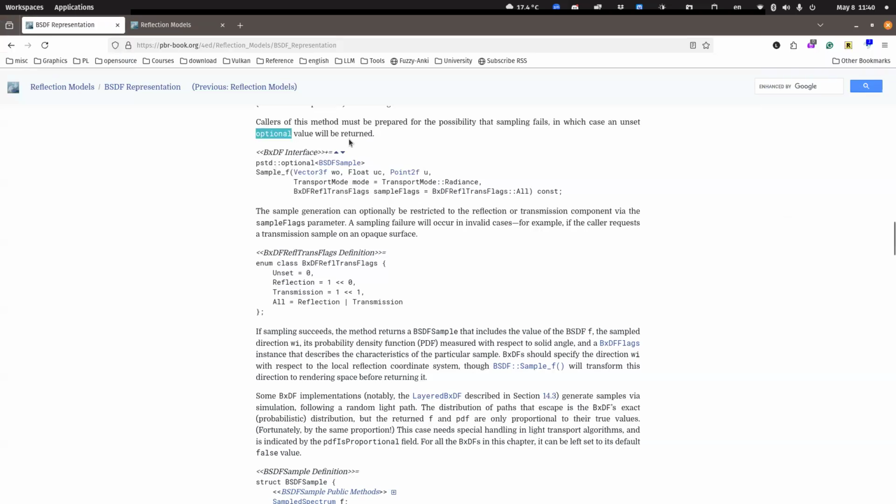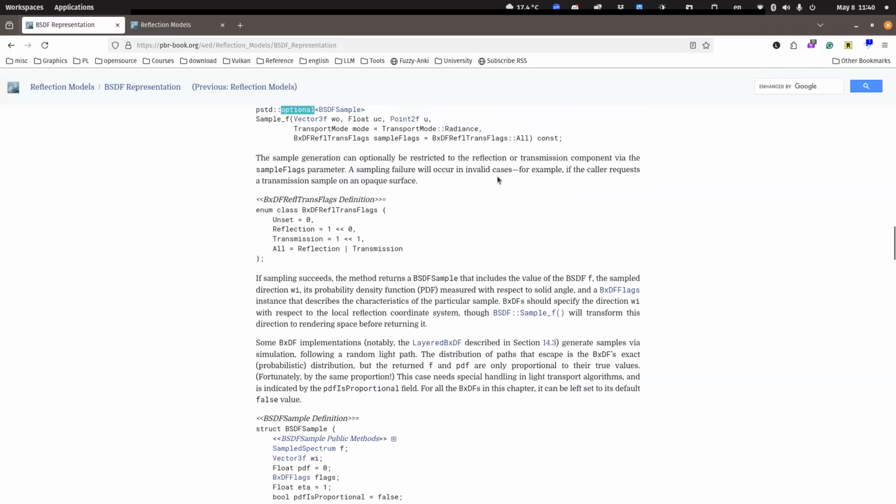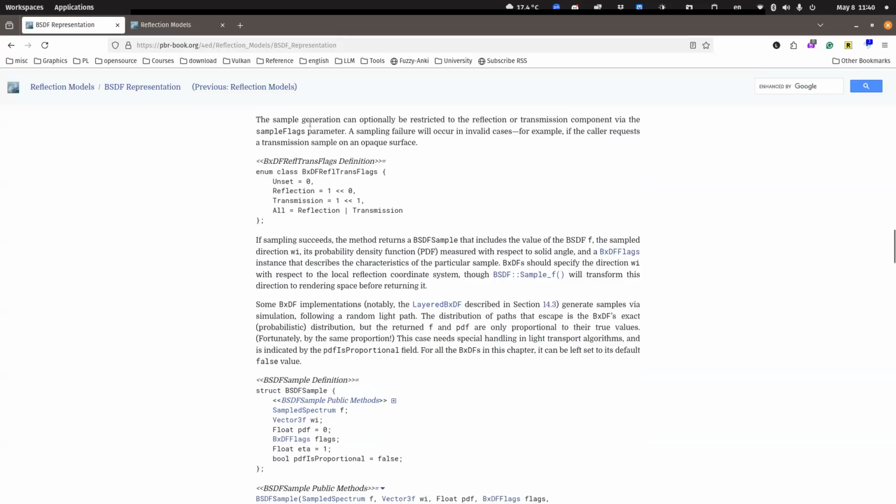Callers of this method must be prepared for the possibility that sampling failed. Sample generation can optionally be restricted to the reflection or transmission component, via the sample flags parameter. A sampling failure will occur in invalid cases, for example, if the caller requests a transmission sample for an opaque surface.